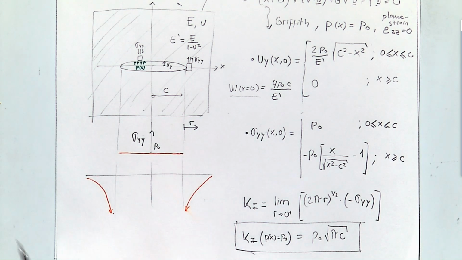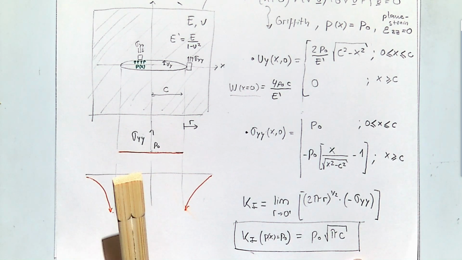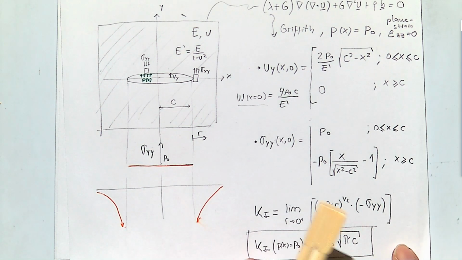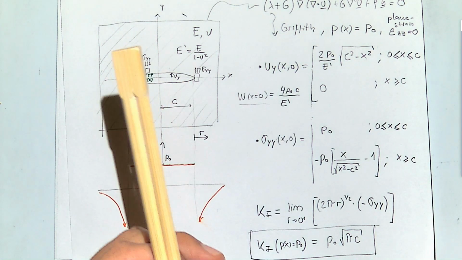And that's very important, because this tells you that a fracture is going to have more intensity as it gets longer. And what that means is that long fractures are easier to make propagate than short fractures. So here's my challenge now. Now take the chopsticks. Now we're going to break them.